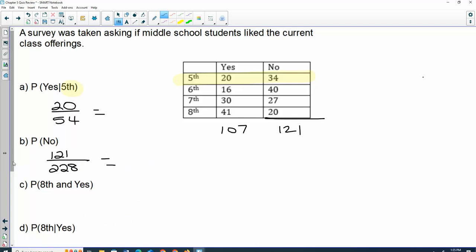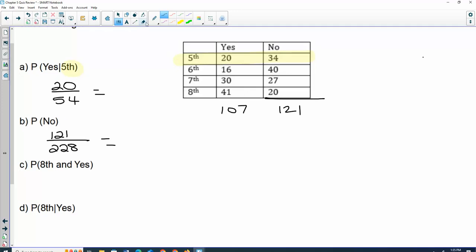The probability they were eighth and yes. So what do I have to do? And means multiply, but is there an easier way since I gave you the table? Can you find the people that were in 8th grade and said yes? So all we have to do is 41 out of 228. So if I give you the table, sometimes we don't even have to use the formulas. We can just find the actual numbers.